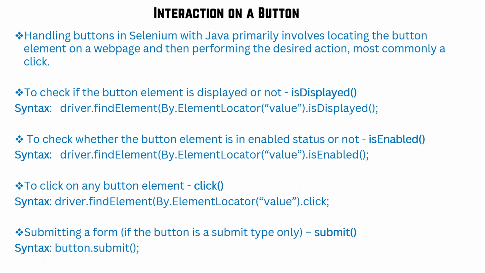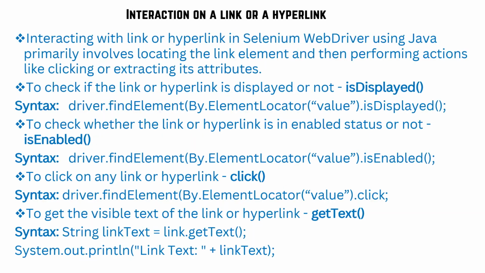If there is a button, you can click it. In case the button type is submit, you can call the submit method as well. After filling all the fields, you can click the submit button, especially wherever the type is submit. And in case there is a link or hyperlink, along with isDisplayed and isEnabled status, you can click on it, and it might open a new window or new page. Or if you want to get the text of the link, you can call the getText method.